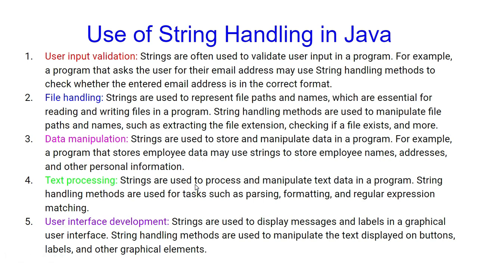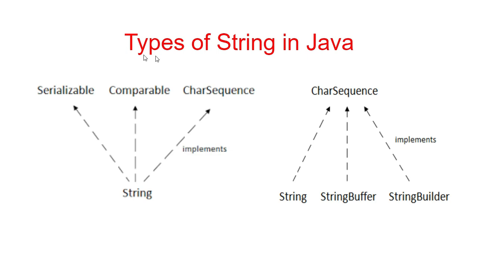So these are basically some types of strings, and String implements some interfaces. Types of strings in Java: this is the String, and it implements Serializable, Comparable, and CharSequence. Those are interfaces, and String is a class, so because of that it does the implementations.